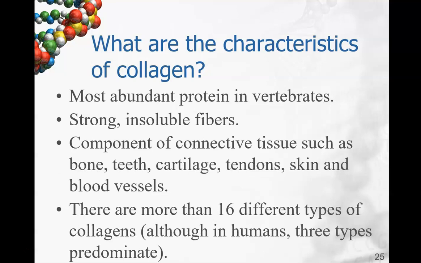So what are the characteristics of collagen? It's the most abundant protein in vertebrates. It forms strong and insoluble fibers. It's a component of connective tissue such as bone, teeth, cartilage, tendons, skin, and blood vessels. There are more than 16 different types, but in humans usually you have 3 types that predominate.